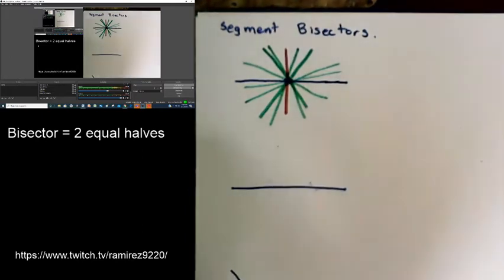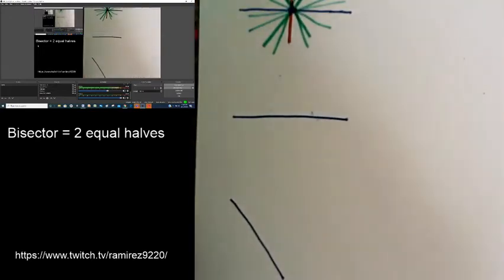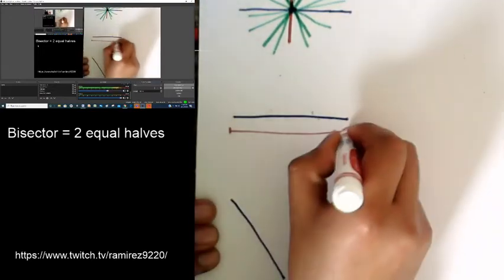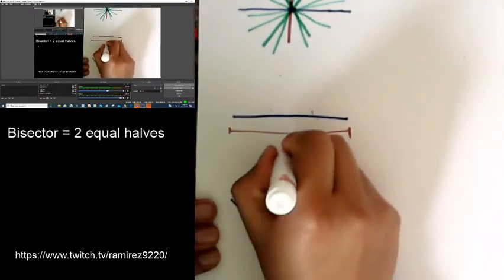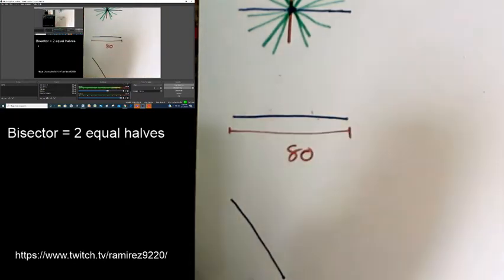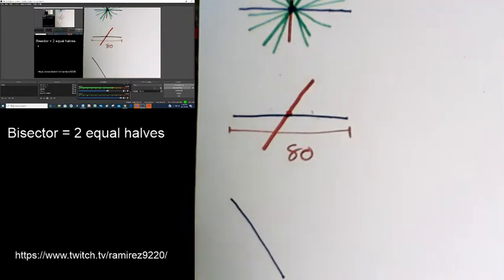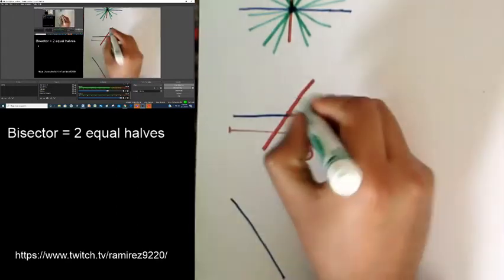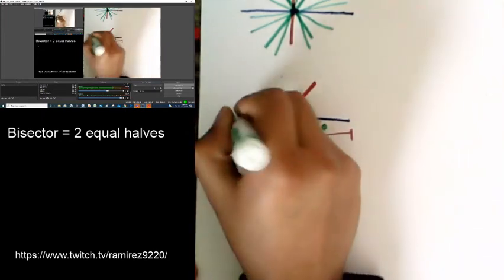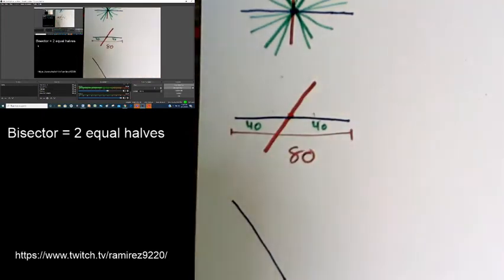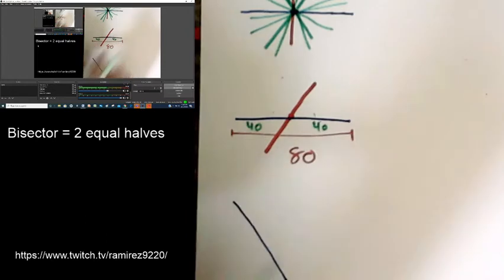Now, how does this actually apply to problems? Well, let's just say that this piece right here measured 80. And I had a segment bisector going right through it, right through the middle. All that means is that this piece is now 40 and that piece is 40. Again, it created two equal halves. That's what a bisector does.